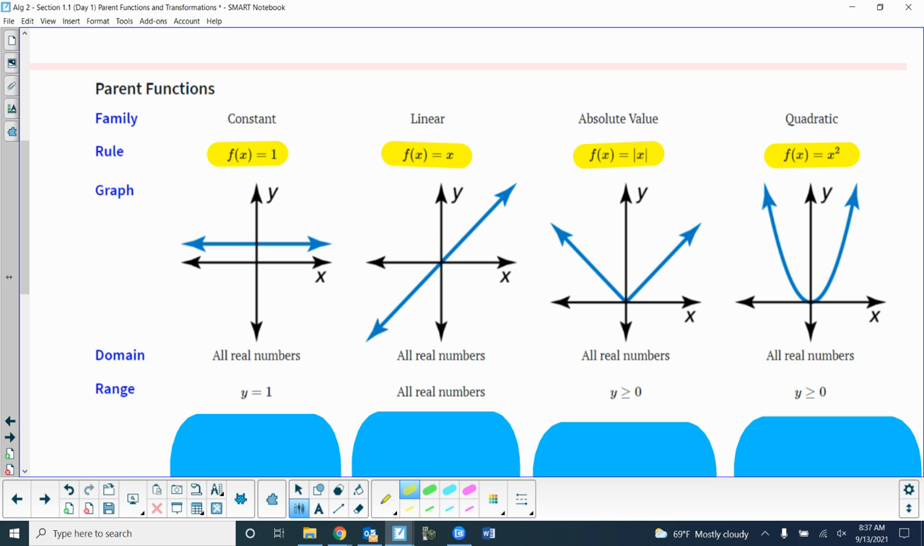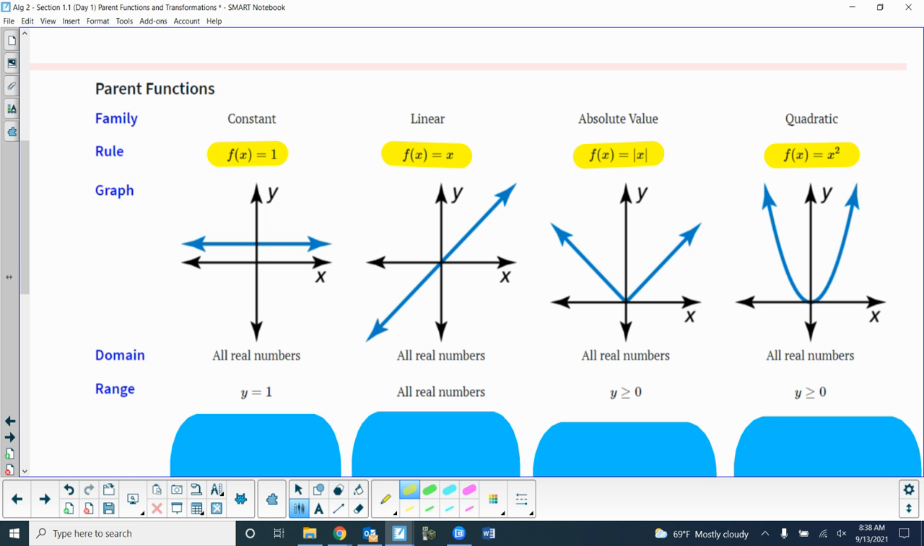Okay, those highlighted ones. If you see an x squared, you know it's quadratic. If you see the absolute value signs, you know it's absolute value. Okay, if you see an x in it, it's linear. If you see no variable, just a number, it's constant. Okay, and these are the graphs of our parent functions. You should know those four graphs. Okay, that way it's easy for you to tell what the transformation is when you graph a different one.